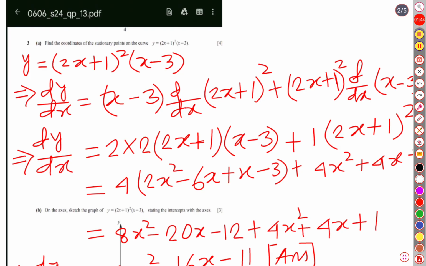Whenever we are given any question like this about stationary points, look, stationary point means indirectly they tell us to find the derivative, means differentiation. So, we are going to differentiate the quantity (2x + 1) whole square into (x minus 3).